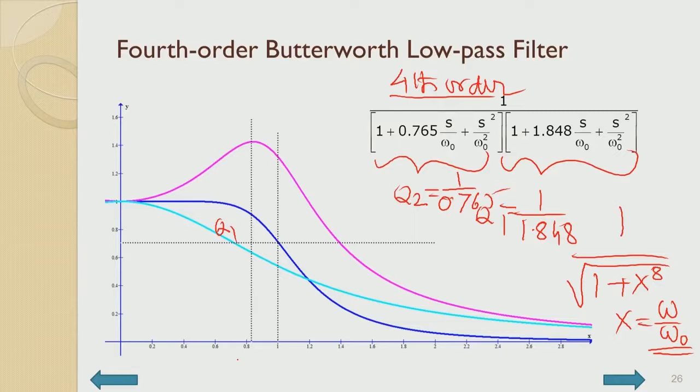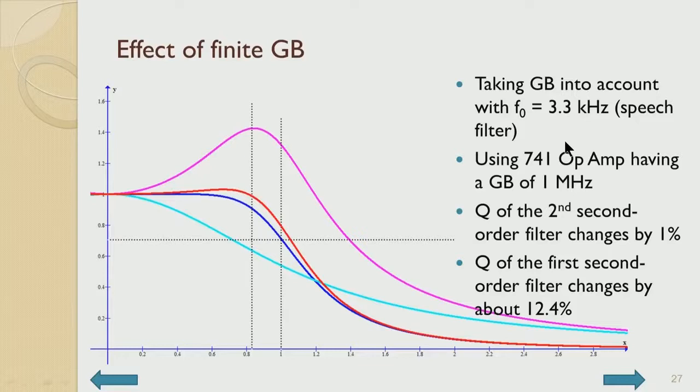designed, and we are realizing this using the same network, with 741 as the op amp. So there is a finite gain bandwidth product which is enhancing the Q. In this particular case, the Q enhancement is seen clearly because it is a higher Q circuit. So we can see that the effect of gain bandwidth product is that this peak is rising more and this is not so much changed. This change is only about 1% from the theoretical value, and this change, on the other hand, is 12.4% from the theoretical value. So there is a peaking on this low pass filter.